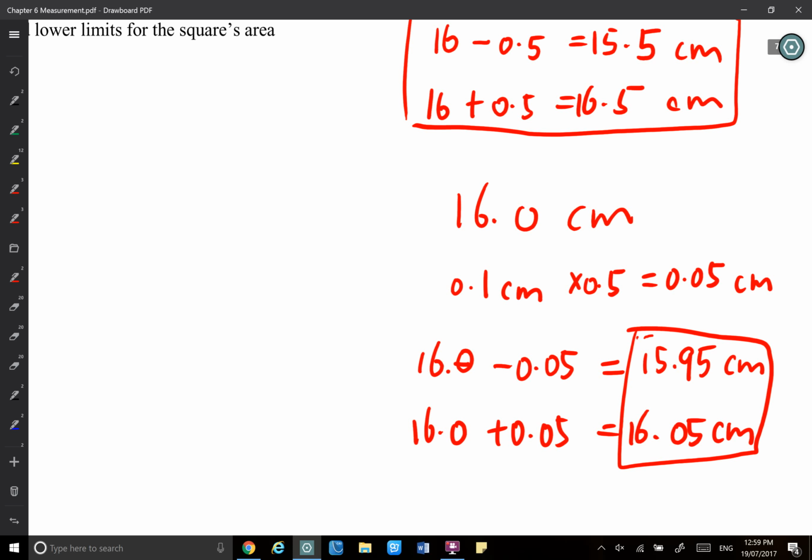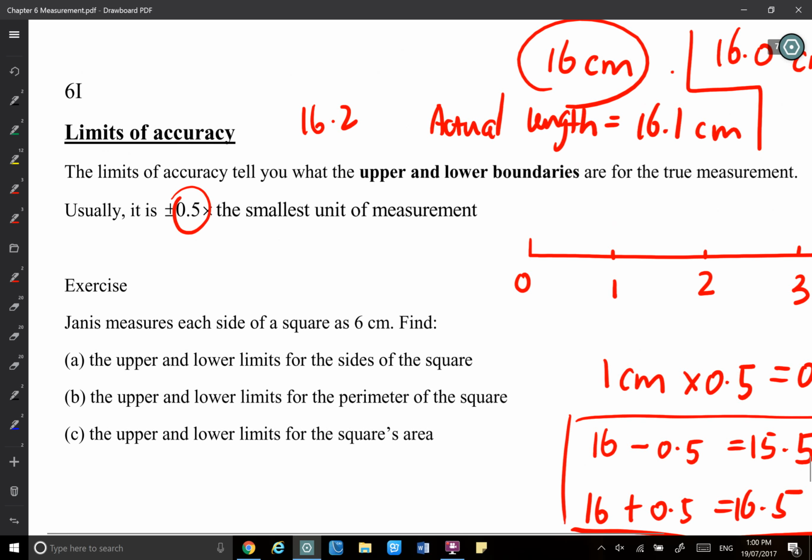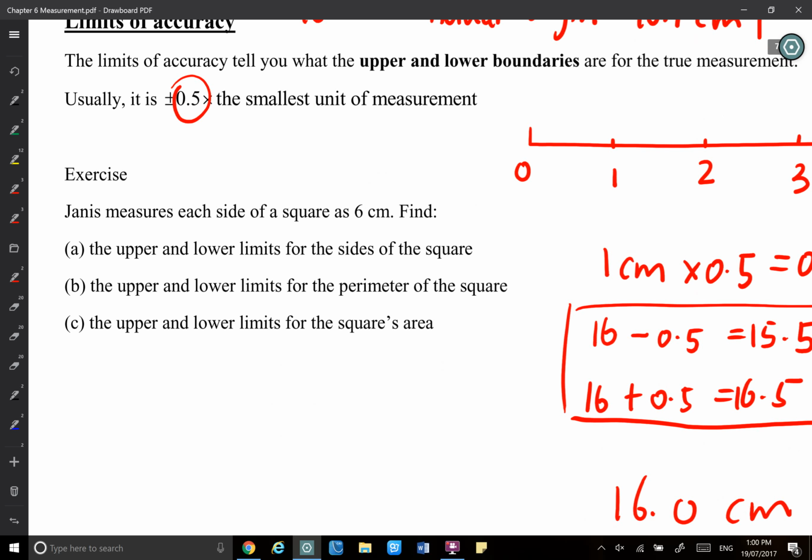Okay, so even though 16 and 16.0 are exactly the same size, the meaning is different. The meaning and the measurement is totally different. The decimal gives you the smallest unit you have. Okay, what is the smallest unit you have? That's this one.